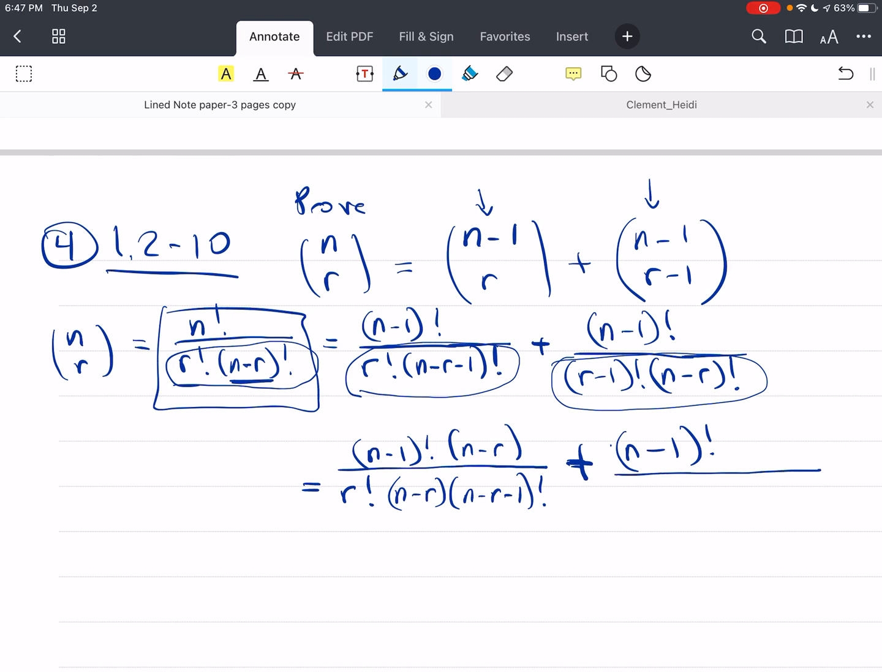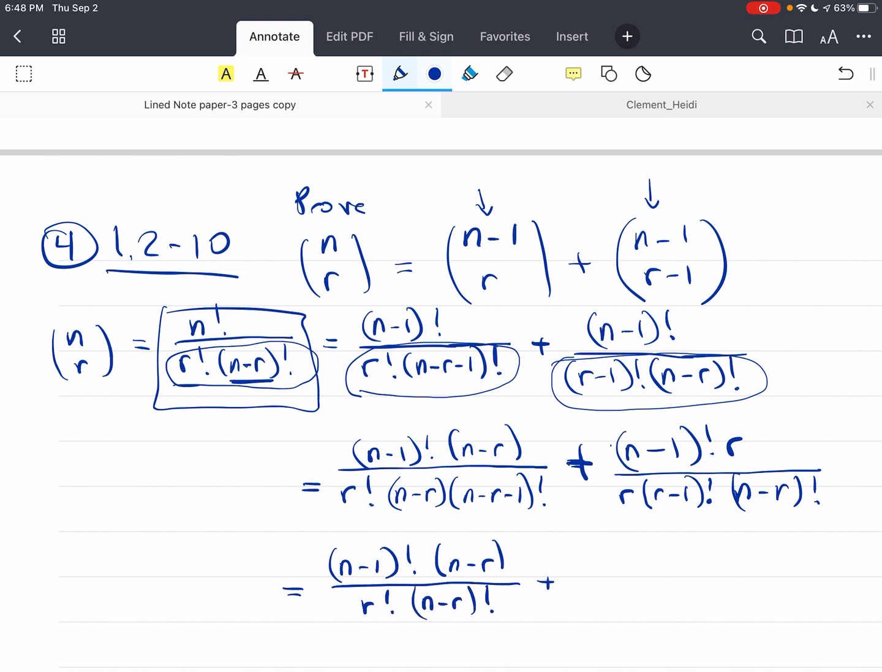Now I have r minus 1 factorial, and I need to multiply by r to make this r factorial. But when I multiply by r on the bottom, I need to multiply by r on the top. So I need r. And then I already have n minus r factorial. So now this is equal to n minus 1 factorial times n minus r over r factorial n minus r factorial, plus n minus 1 factorial times r over r factorial n minus r factorial. Now I have equal or common denominators.